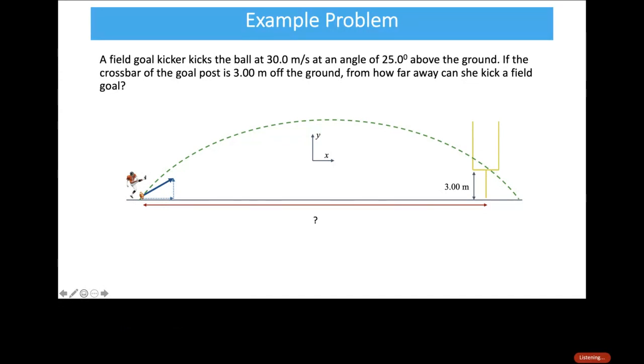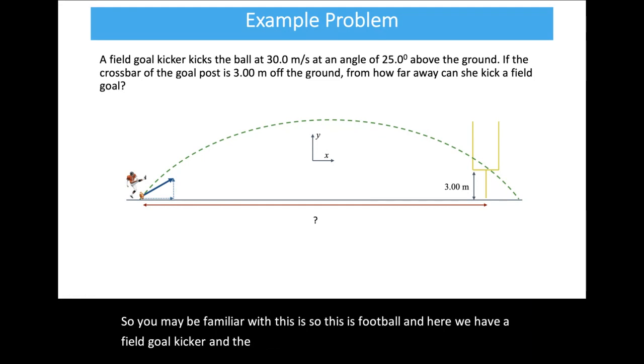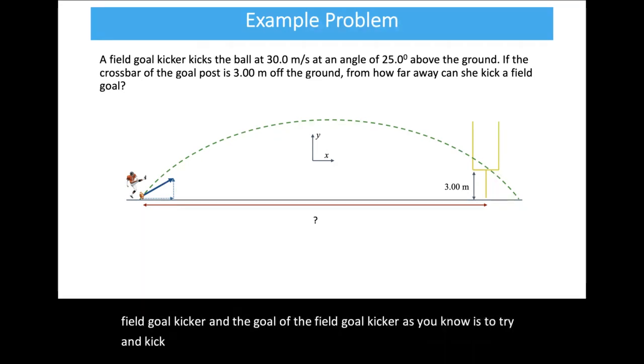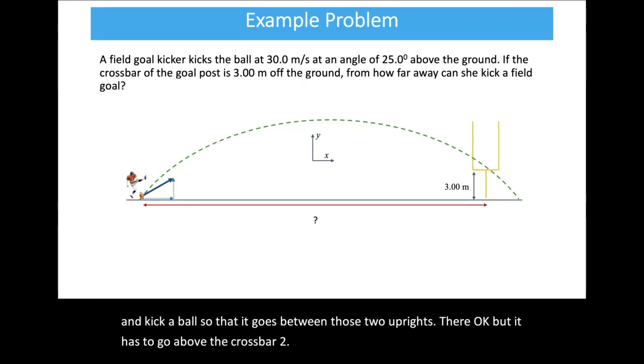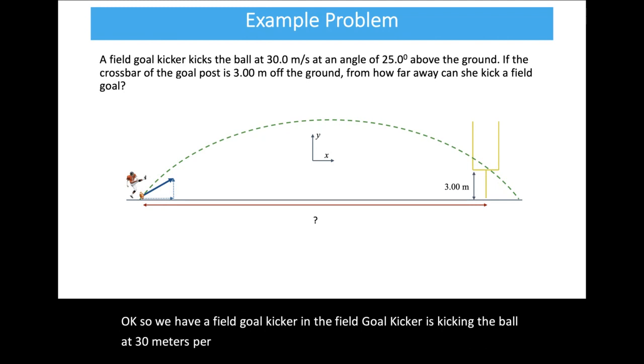Okay, so here's an example problem. As some of you may be familiar with, this is football, and here we have a field goal kicker, and the goal of the field goal kicker, as you probably know, is to try and kick a ball so that it goes between those two uprights there. Okay, but it has to go above the crossbar too. So we have a field goal kicker, and the field goal kicker is kicking the ball at 30 meters per second at an angle of 25 degrees above the ground.